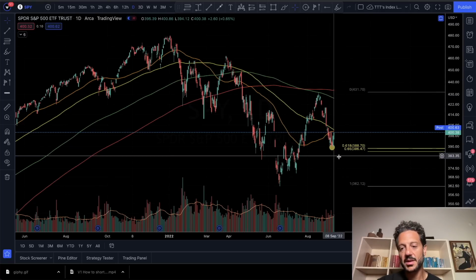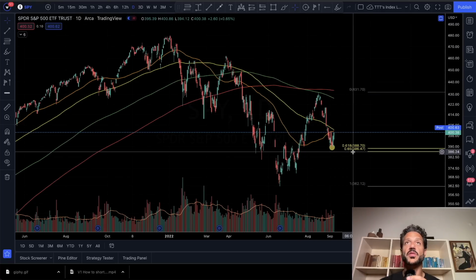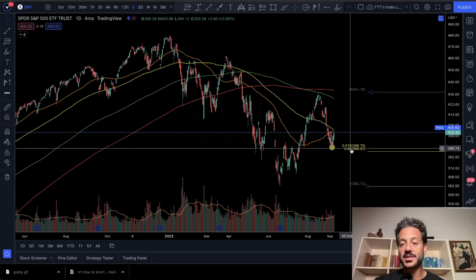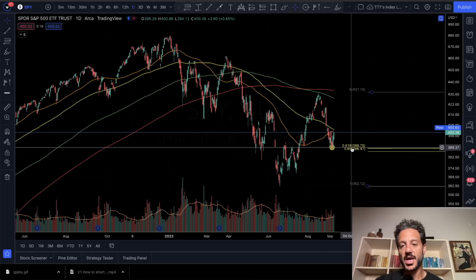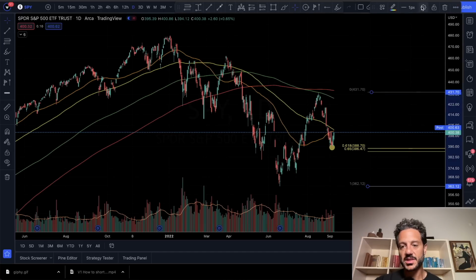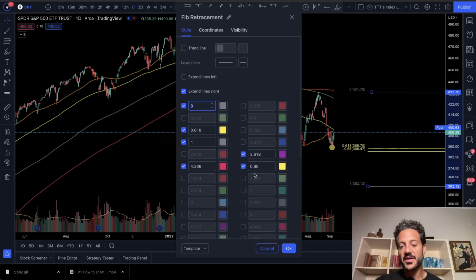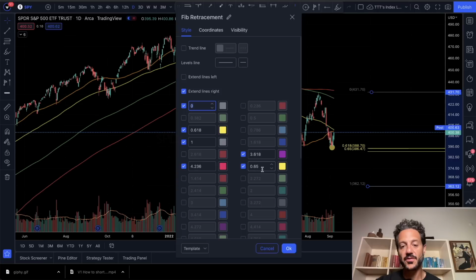So the 0.618, 0.65 fib level is called the golden pocket, or GP. If you don't know about this, then make sure that you add this to your Fibonacci. The way that I do it is I go into settings. 0.65 is not going to be there by default. You actually have to add it.